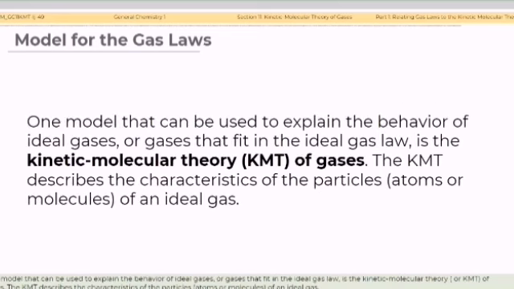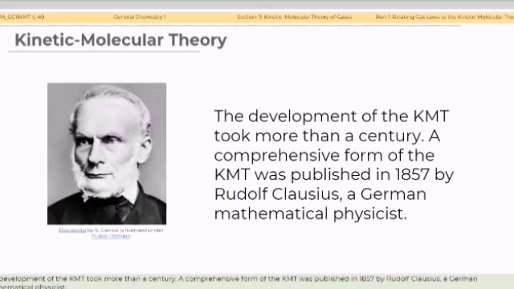One model that can be used to explain the behavior of ideal gases, or gases that fit the ideal gas law, is the kinetic molecular theory, or KMT, of gases. The KMT describes the characteristics of the particles, the atoms or molecules, of an ideal gas. The development of the KMT took more than a century. A comprehensive form of KMT was published in 1857 by Rudolf Clausius, a German mathematical physicist.